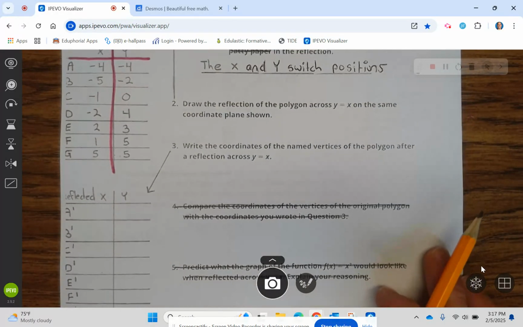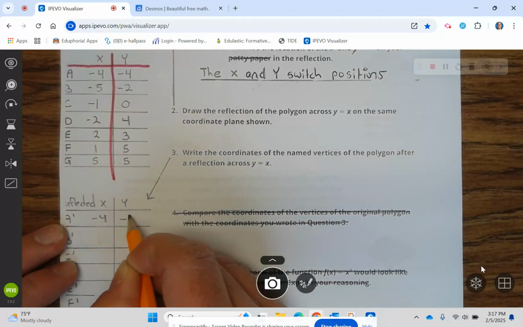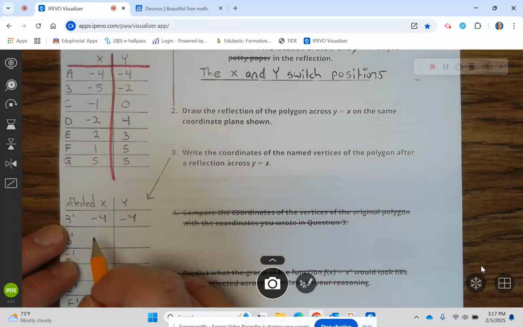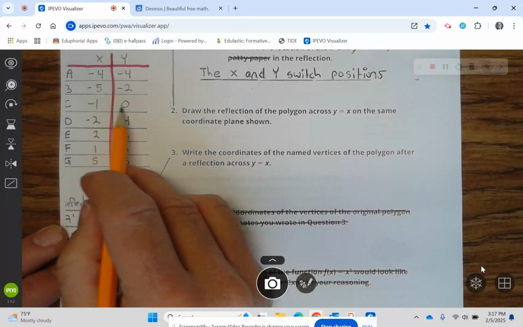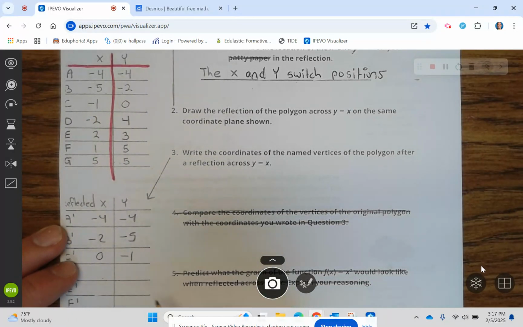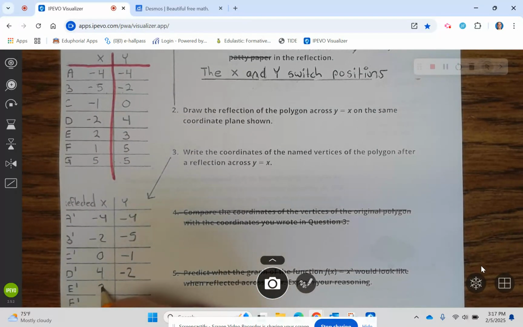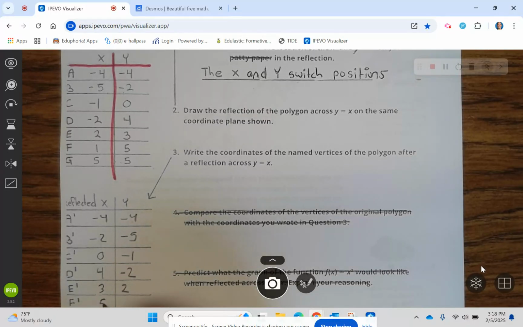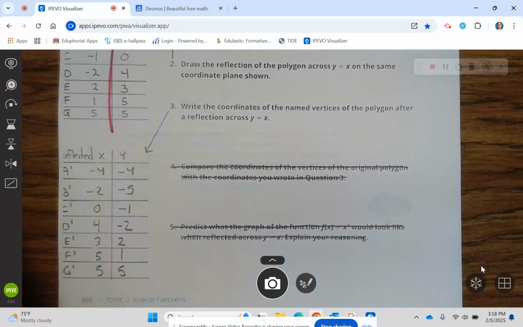Okay, so -4, 4 becomes 4, -4. -5, -2 becomes -2, -5. -1, 0 becomes 0, -1. -4, 2 becomes 2, -4. 2, 3 becomes 3, 2. 5, 1 becomes 1, 5. All right, go and complete the table.